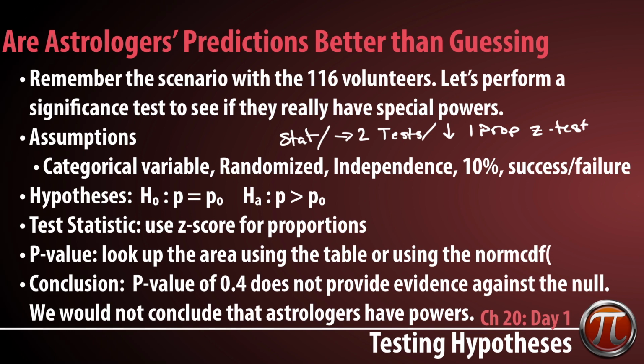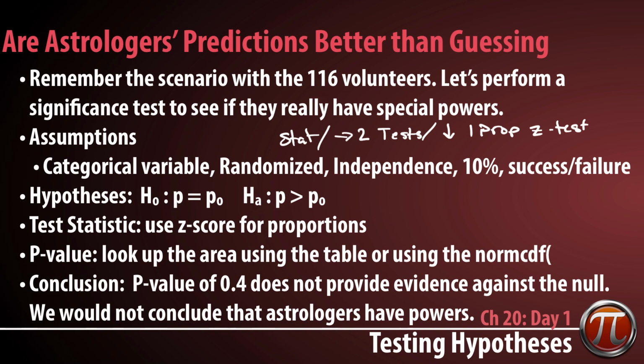The next is we're going to have to put in our sample size and the value that we got out of the test. So the sample size is 116. Our x value is equal to 40. They got 40 guesses right out of 116 trials.